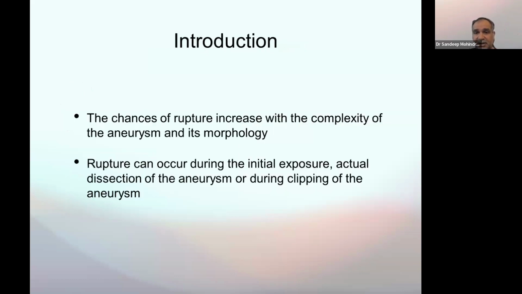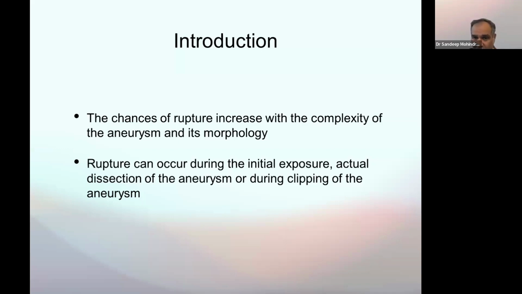The chances of rupture increase with the complexity of the aneurysm and its morphology. The more complex the morphology, like multilobulated, multidirectional, with one wall of the aneurysm stuck with the parent vessel, like A2, the higher the chance of rupture. If one wall of the aneurysm is incorporated within the A2, it has a higher chance of rupture. Rupture can occur during the initial exposure, actual dissection of the aneurysm, or during the clipping of the aneurysm. We define this as stage 1, stage 2, or stage 3.